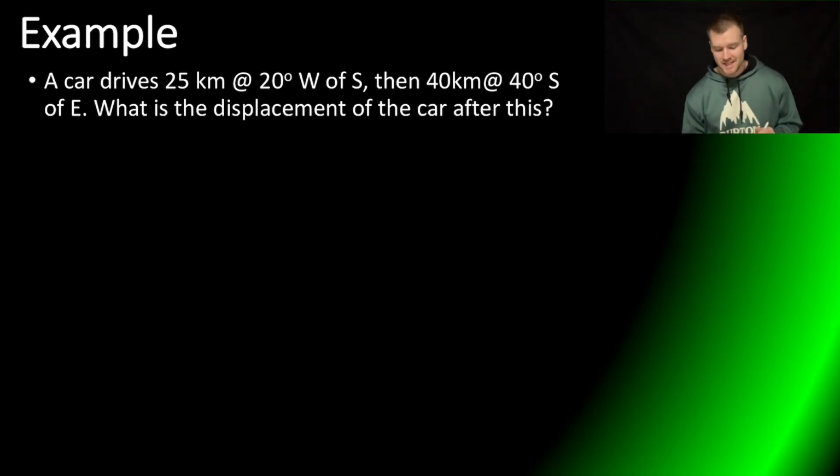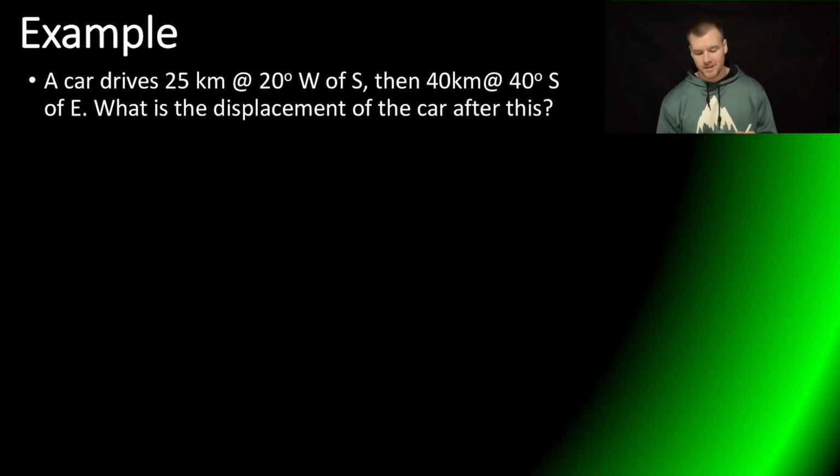Okay, so this one says that a car drives 25 kilometers at 20 degrees west of south, then 40 kilometers at 40 degrees south of east. What is the displacement of the car? Okay, so this is harder, and then we're adding two vectors and they are both angled. So this is a combination of the past two questions.